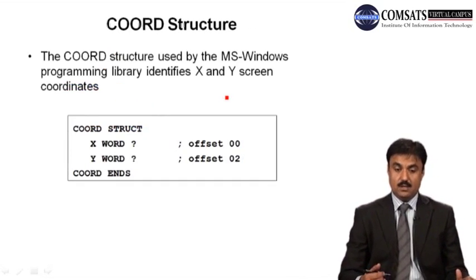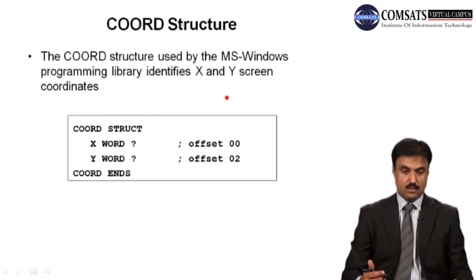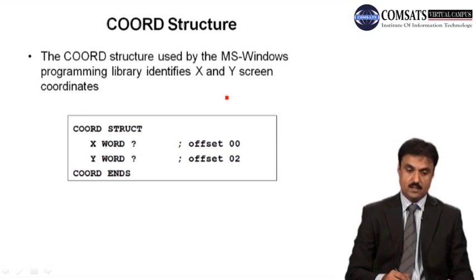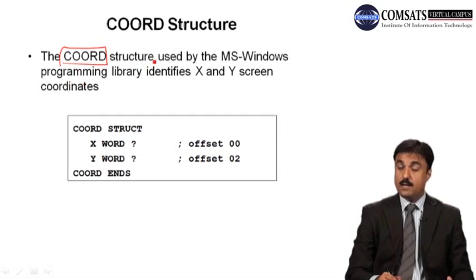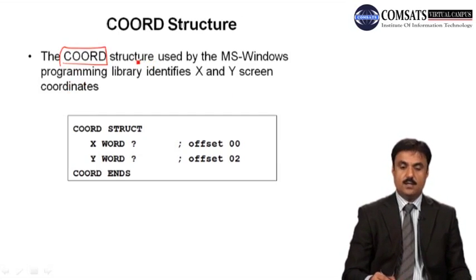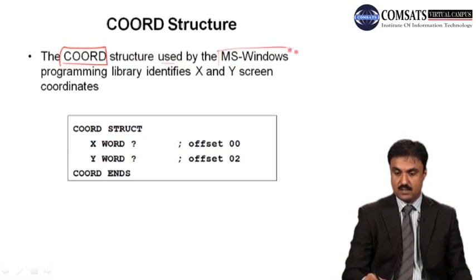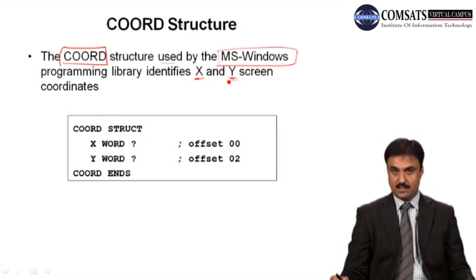Here we have, for example, the same structure which you saw in the starting few slides of this lecture. So we have the coordinate structure, and the name of this structure is coordinate. You will see in the next coming lectures that this coordinate structure will be used when we use the MS Windows programming library. So it has two members or two fields, X and Y. They define the screen coordinates.